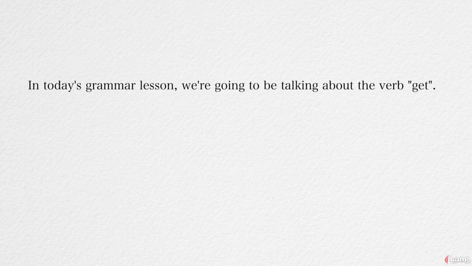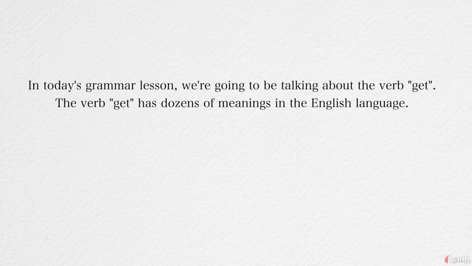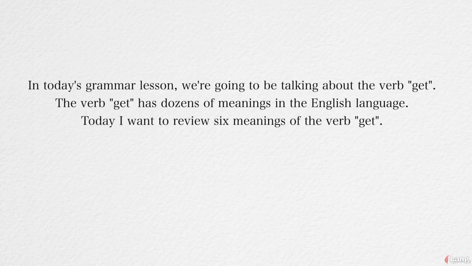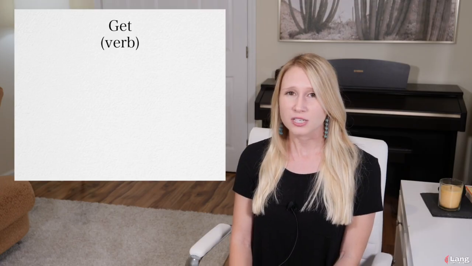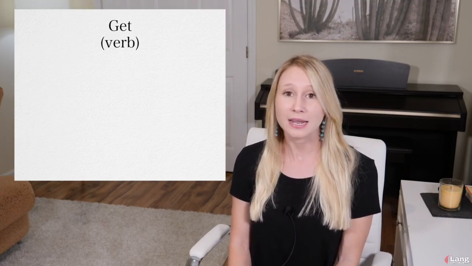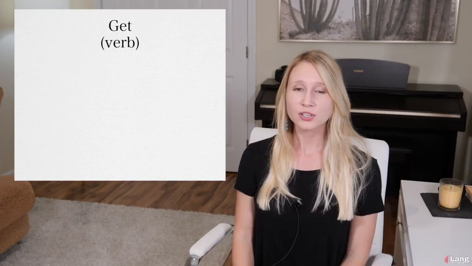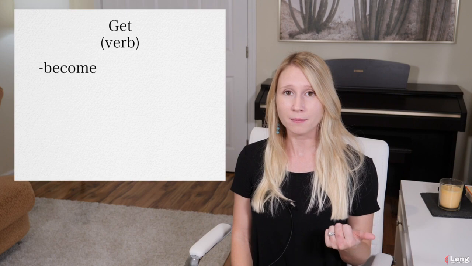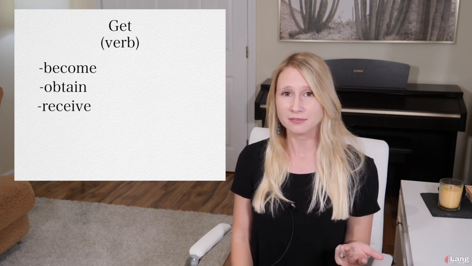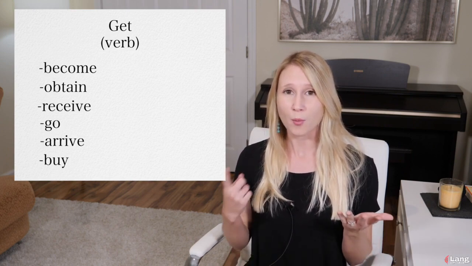In today's grammar lesson, we're going to be talking about the verb get. The verb get has dozens of meanings in the English language. Today I want to review 6 meanings of the verb get. In our conversation, Tyler and I used it when talking about getting married. According to the U.S. Census Bureau, the median age of men who get married is 29. So the word get can mean become, obtain, receive, go, arrive, or buy.